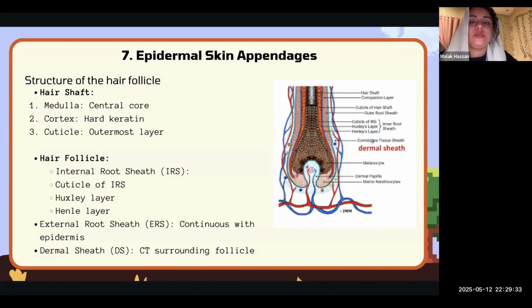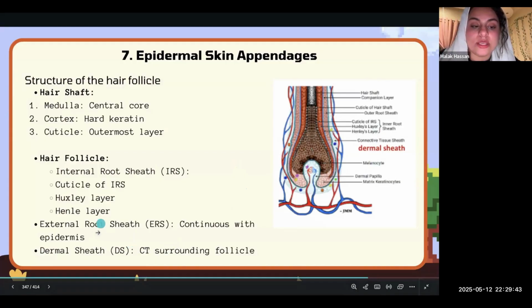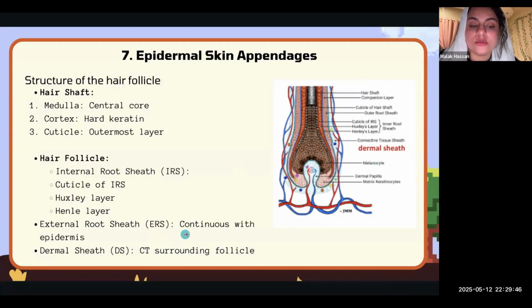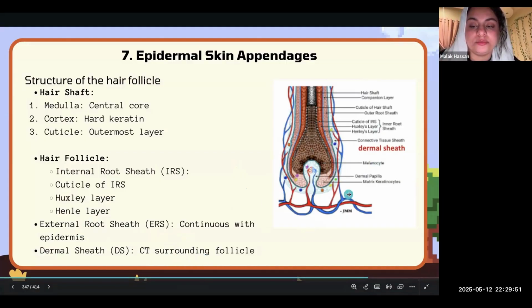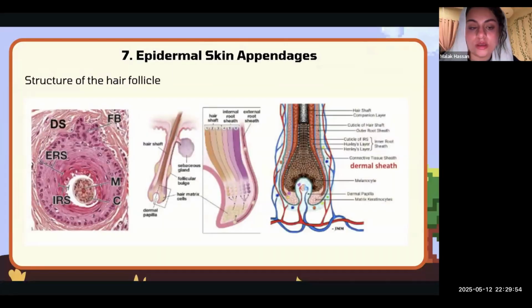And I'm gonna be honest with you, I don't know how important these are because I haven't taken them, but for these lectures, study them well, okay? Now, the external root sheath is continuous with the epidermis, and the dermal sheath will be surrounding the follicle. This is the structure of the hair follicle. So here you have the medulla, and this is the cortex, and then this is the IRS, the ERS, and the follicular bulge.